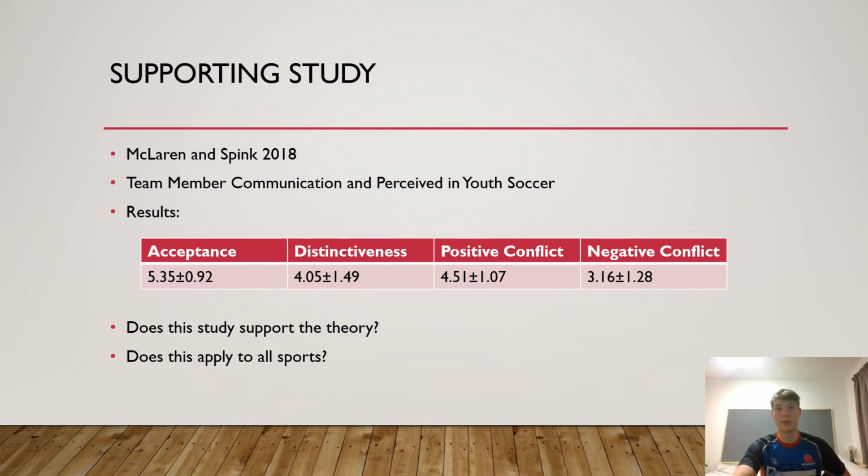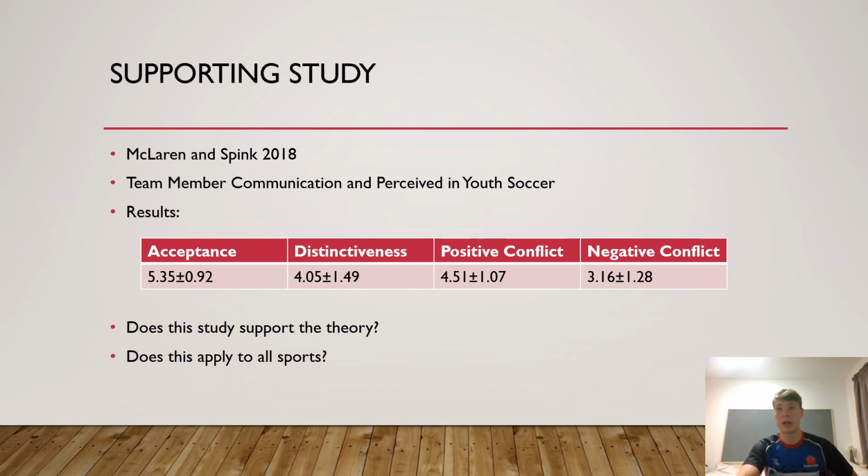There is a strong positive correlation between high levels of acceptance and positive conflict, which led to good task cohesion. So McLaren and Spink concluded that acceptance and distinctiveness were significant positive predictors of task cohesion. Also, low levels of negative conflict were found to be significant in negatively predicting task cohesion.